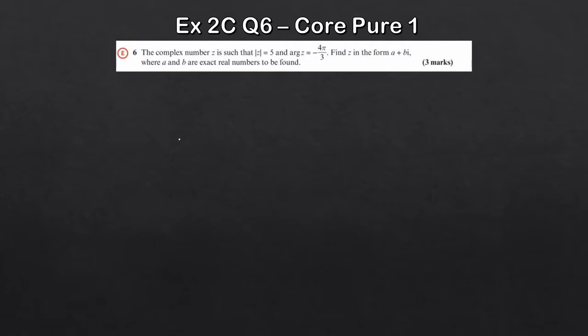Well, to do a question like this, we need to use the Mod-Arg form. So Z in Mod-Arg form, this is modulus argument form. How would we do that? Well, the first thing we know is that the modulus of Z is equal to 5.